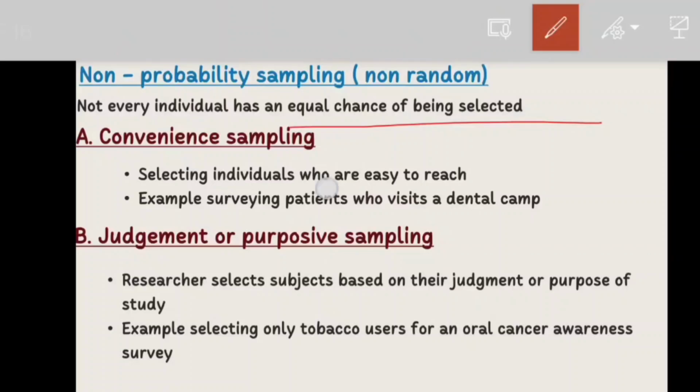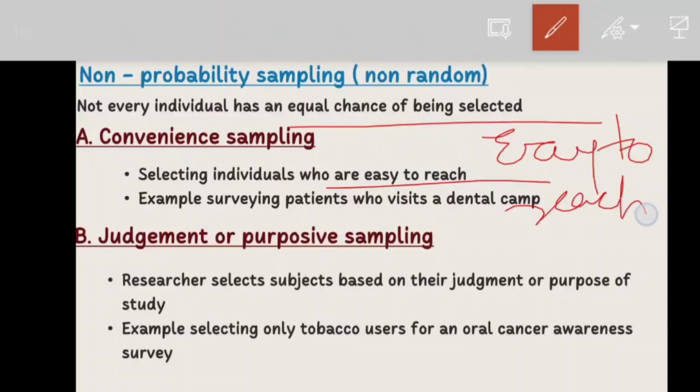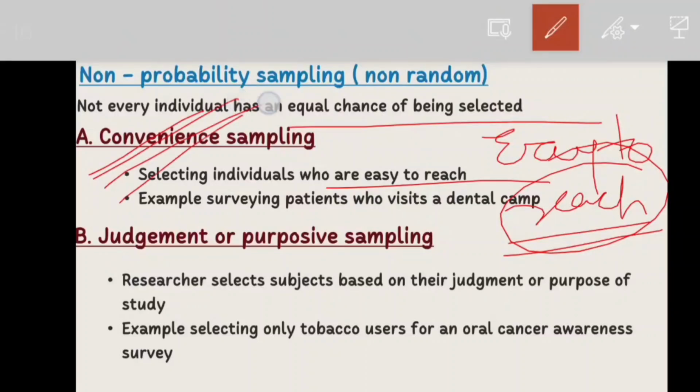First one is convenience sampling. Here convenience means selecting individuals who are easy to reach. For example, suppose you are conducting a survey at a dental camp. You simply survey the patients who visit the dental camp. Why? Because they are easily available. So easy to reach means convenience sampling. Okay, a quick question for you: if I survey only the patients who are available in my dental clinic because they are easy to contact, which sampling is this? That is convenience sampling.